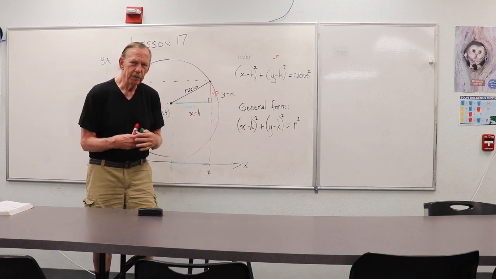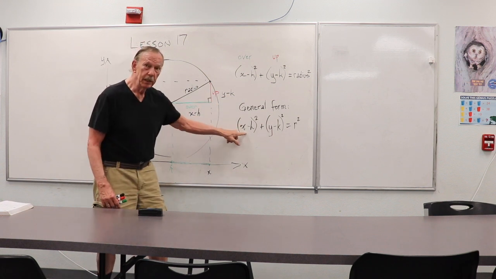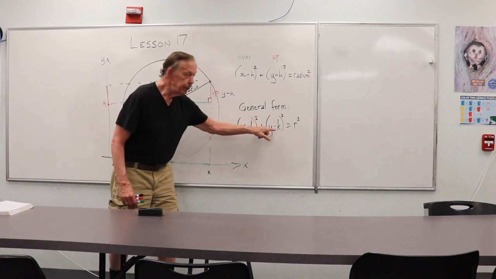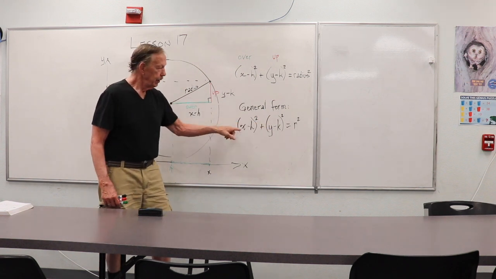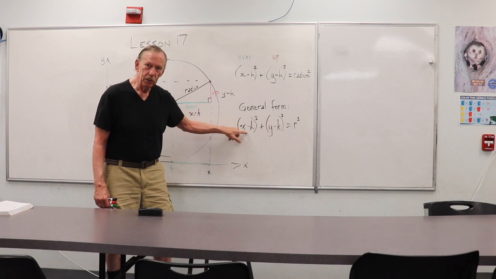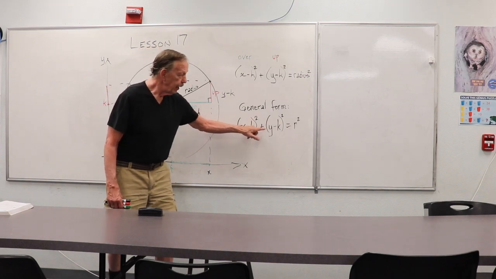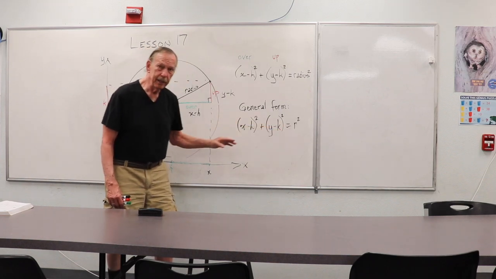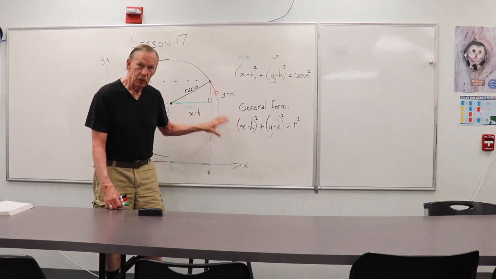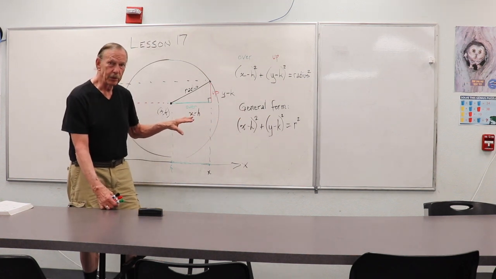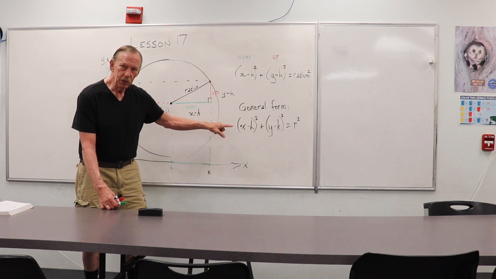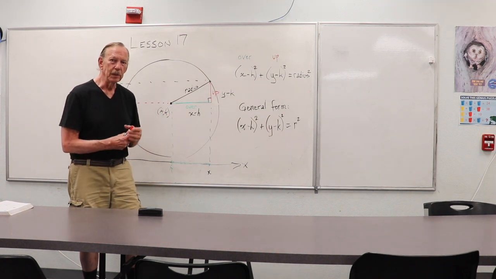You say, well, what if it's at the origin? Well, h would be 0. k would be 0. And x minus 0 would just be x. y minus 0 would just be y. And so even if this circle has its center at the origin, you can still use this form of the equation.